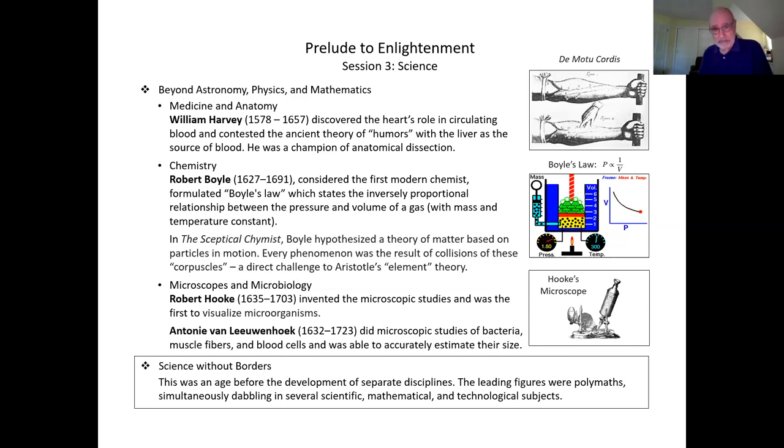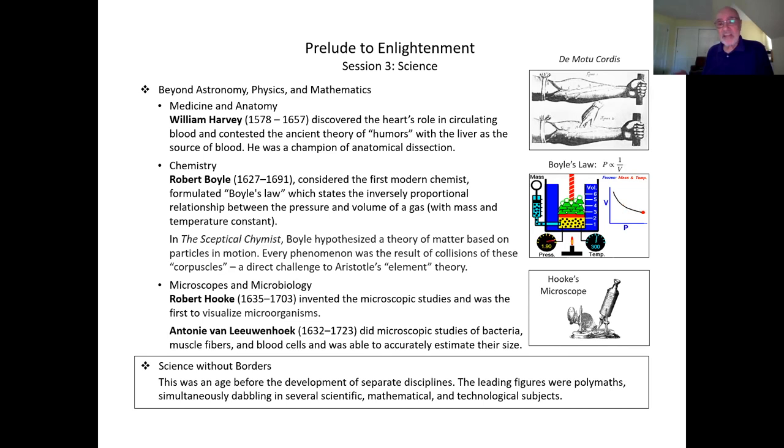Microscopes get developed and microbiology becomes a field. So Robert Hooke invented microscopic studies along with a famous Italian who I'll point to later on, and he was the first to visualize microorganisms. He saw them under the microscope. The Dutchman, Antony van Leeuwenhoek, did microscopic studies, and these beautiful artwork representations, I didn't include any of his, were early pictures of bacteria, but also muscle fibers and blood cells, and he was able to fairly accurately estimate their size. And here's an image of Robert Hooke's early microscope.